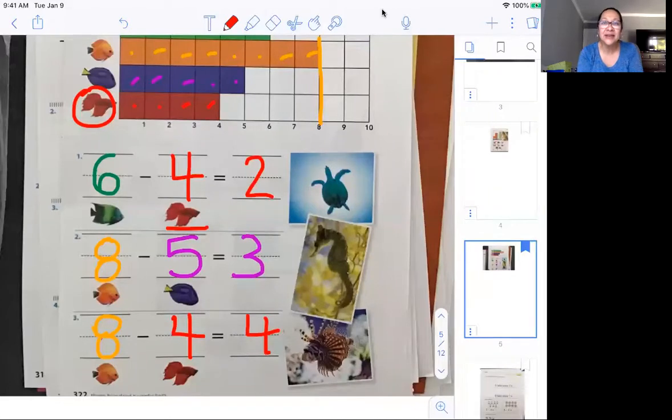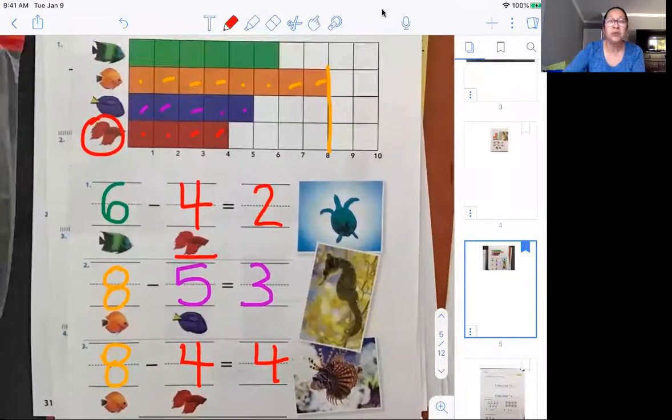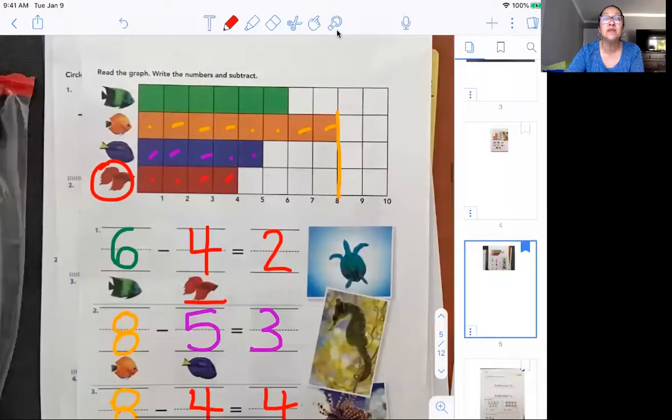You got it? Okay. So I hope you liked this paper. I think it was really fun, and I like the beautiful colors. And you're learning how to minus still. So you take away. Use anything you have at home to help you through this paper if you did not follow along all the way through with me.